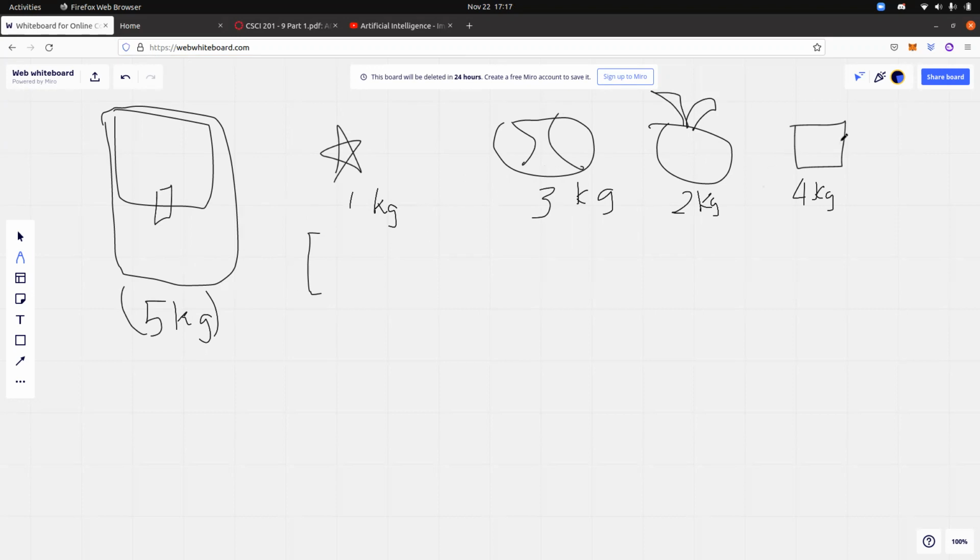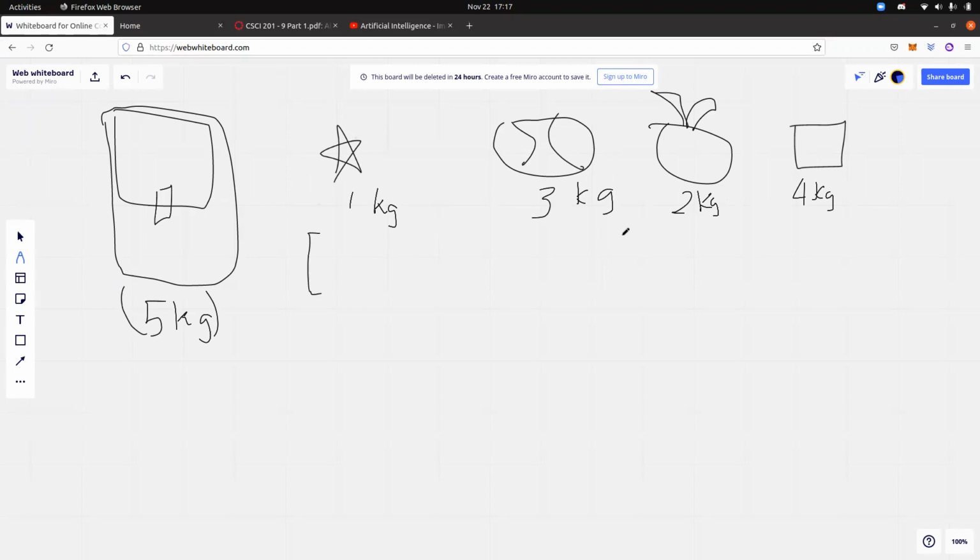So you can't exceed the 5 kilogram value. Similarly, you can't add this box inside the bag because you already have 1 plus 3, 4 plus 4 is equal to 8. 8 is more than 5 kilograms. So one solution is to have a star and a ball. Similarly, I could also have an apple and a star, okay, which is equal to 3 kilograms.